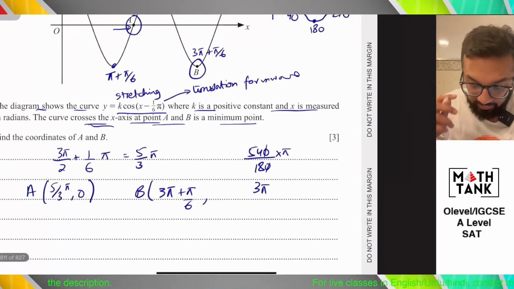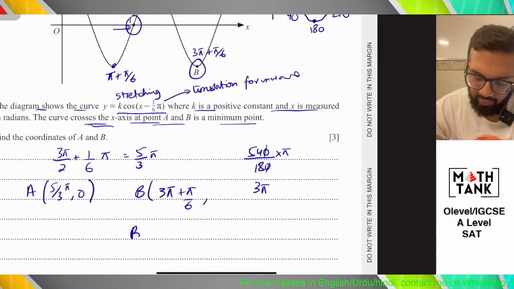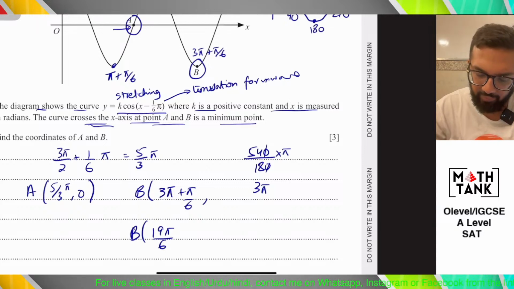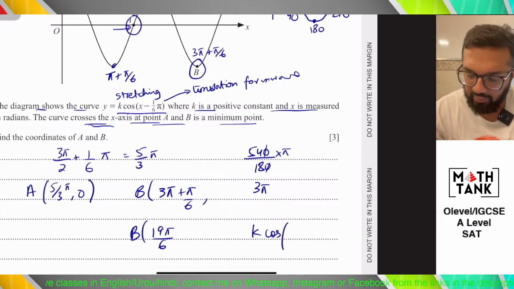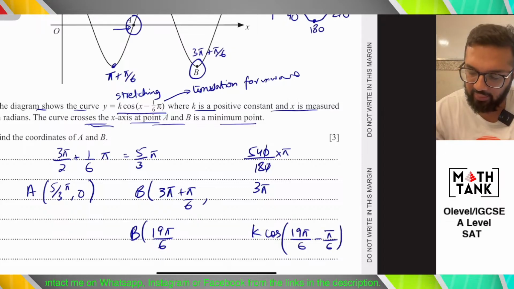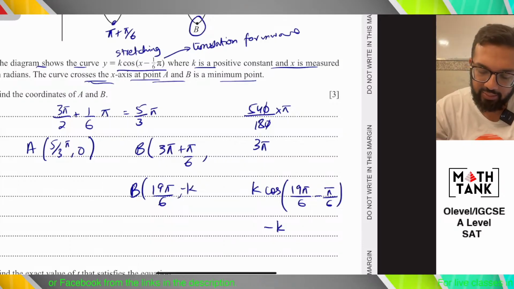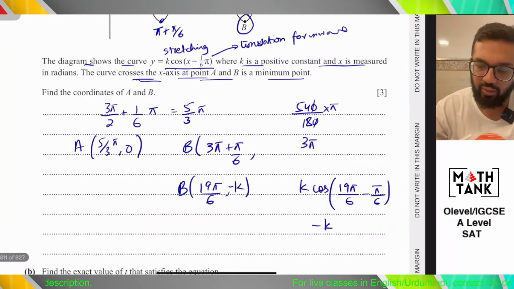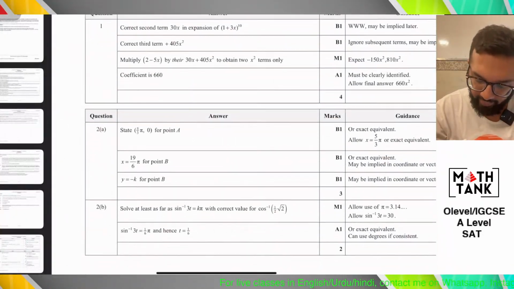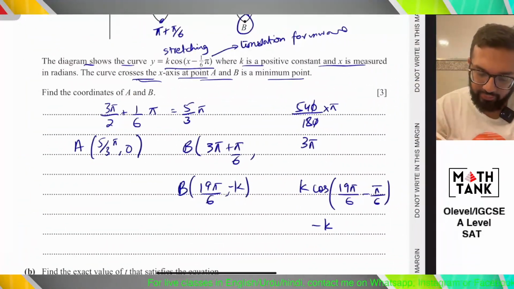Okay, I also want the y coordinate. So what I'm going to do is plug in 19 pi over 6. 19 pi over 6 minus pi over 6 is going to give me minus k. k into minus 1 will give me minus k. I think those should be the correct answers for A and B. Let's check from the marking scheme. Yep, both answers are correct.